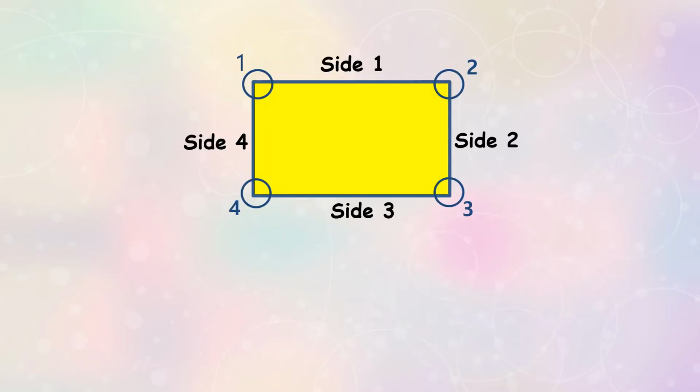अब ये shape देखिए. This is a rectangle. You know its name, right? You can count its sides. It has four sides. You can also count its corners. It has four corners. हमने अभी पढ़ा था any closed shape which has four sides and four corners is called what? A quadrilateral.